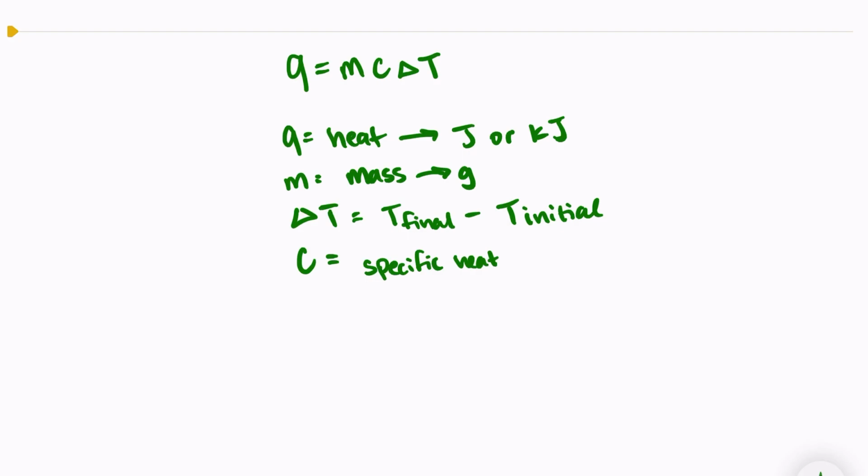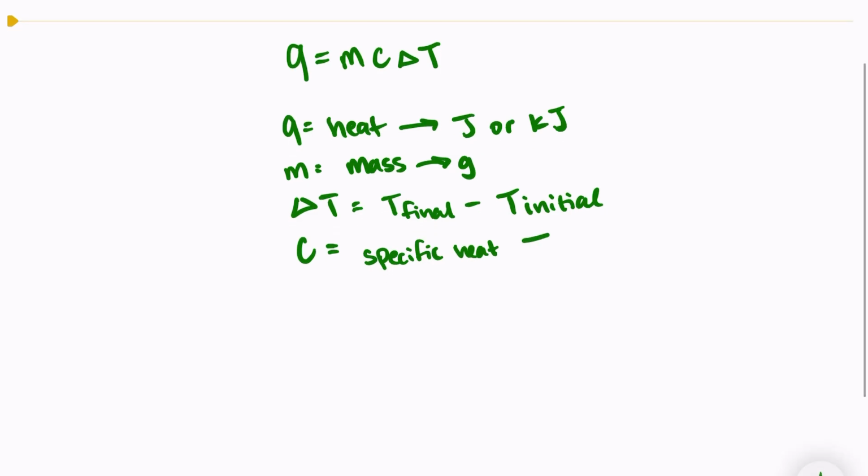unique for every substance. Those values you would find in a table, or you might rearrange this equation to solve for specific heat. The units are joules per gram degrees Celsius. So the specific heat is the amount of energy it takes to raise the temperature by 1 degree Celsius of 1 gram of a substance. And again, that's unique for every substance. You might remember water is 4.184 joules per gram per Celsius.